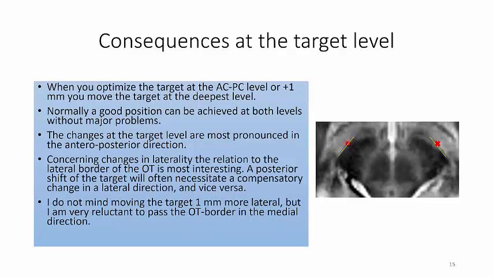When we optimize the target at the ACPC level, we move the target at the deepest level. Normally, a good position can be achieved at both levels without major problems. The changes at the target level are most pronounced in the anterior-posterior direction in most patients. Concerning changes in laterality, the relation to the lateral border of the optic tract is most interesting. A posterior shift of the target will often necessitate a compensatory change in the lateral direction and vice versa. I do not mind moving the target 1 mm more lateral, but I am reluctant to pass the border of the optic tract in the medial direction.